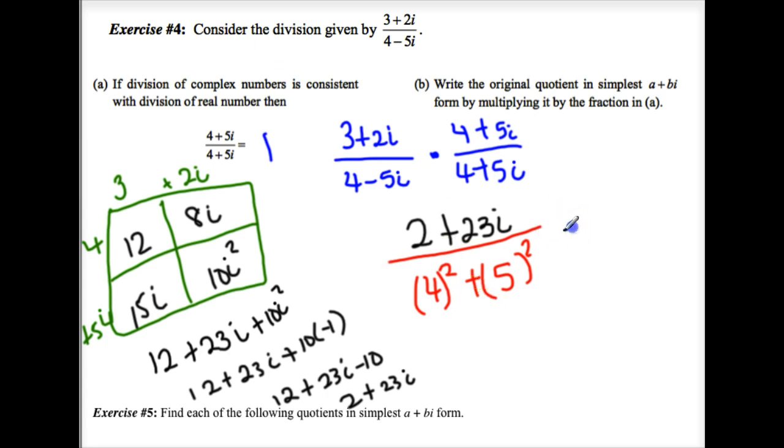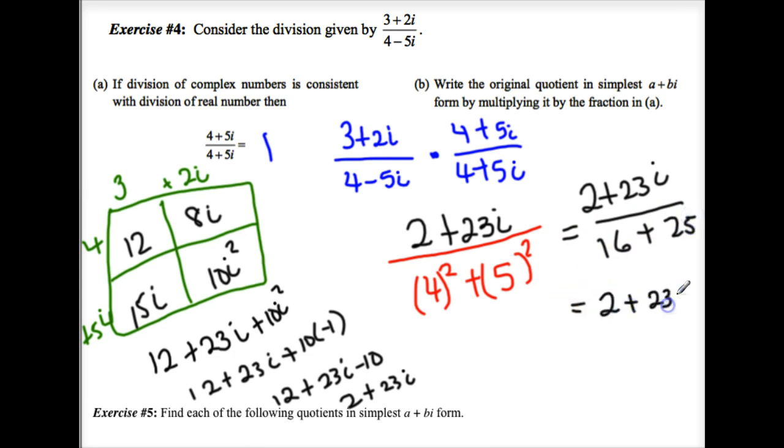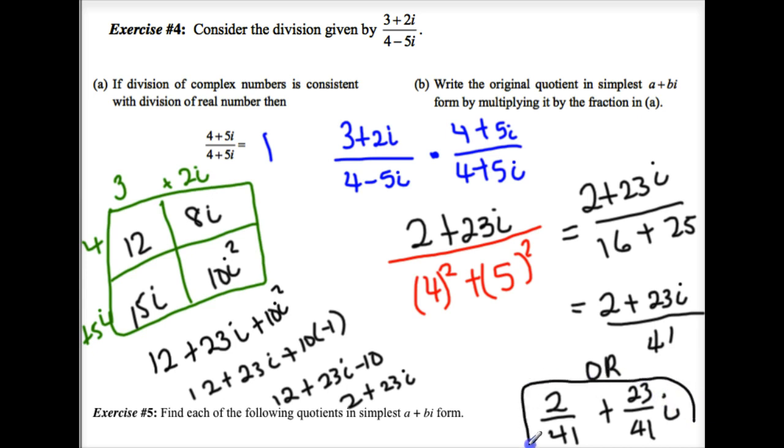Now how can I simplify this? Let's simplify my denominator. 4 squared is 16 plus 5 squared is 25. This becomes 2 plus 23i over 16 plus 25, which is 41. You can leave your answer like this, or I like to write it as 2 over 41 plus 23 over 41 i. And this is my final answer.